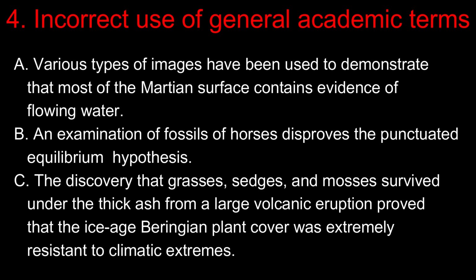These are examples. Various types of images have been used to demonstrate that most of the Martian surface contains evidence of flowing water. An examination of fossils of horses disproves the punctuated equilibrium hypothesis. The discovery that grasses, sedges, and mosses survived under the thick ash from a large volcanic eruption proved that the Ice Age Beringian plant cover was extremely resistant to climatic extremes. All these choices must be eliminated due to the absoluteness, indicated by terms like demonstrate, disprove, and prove.